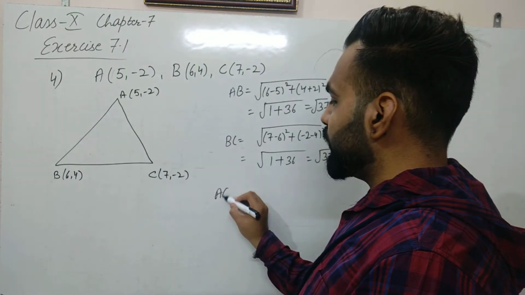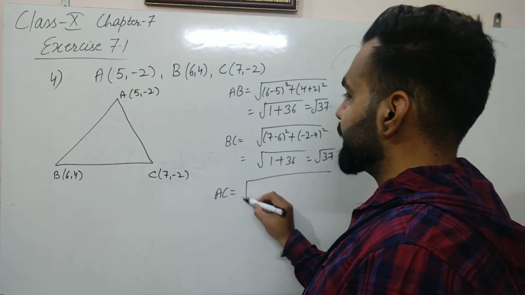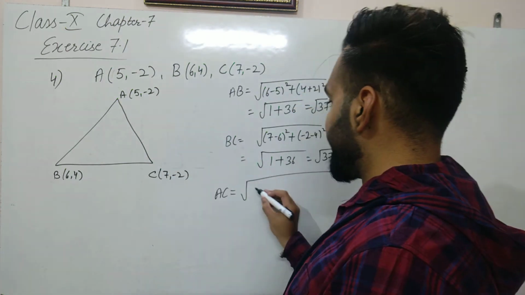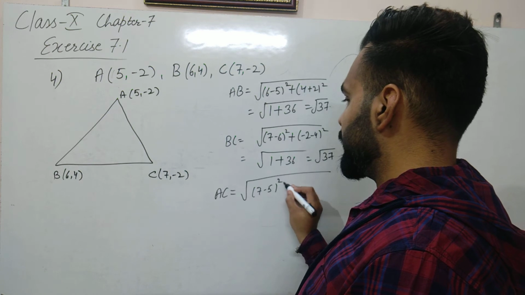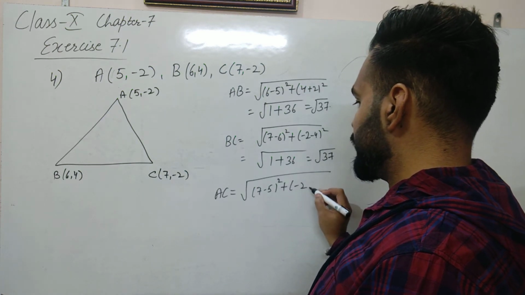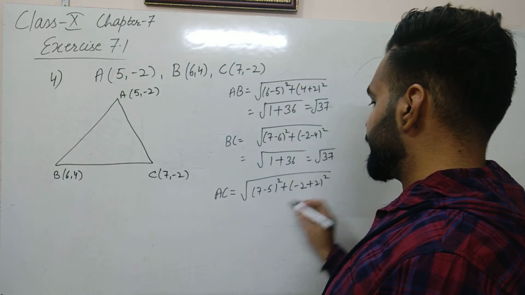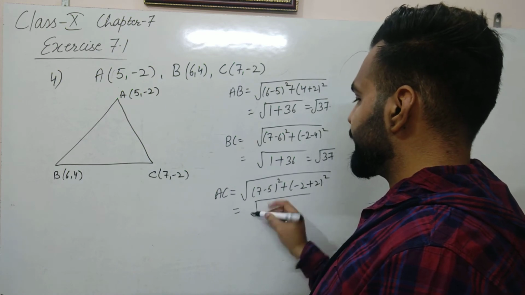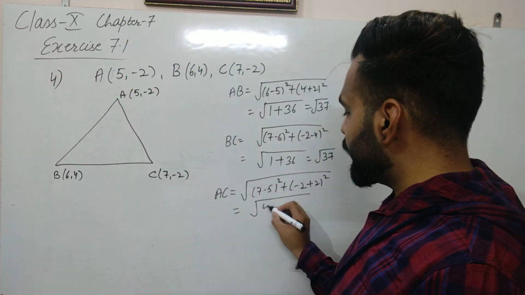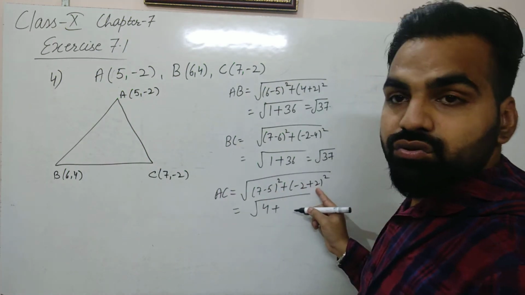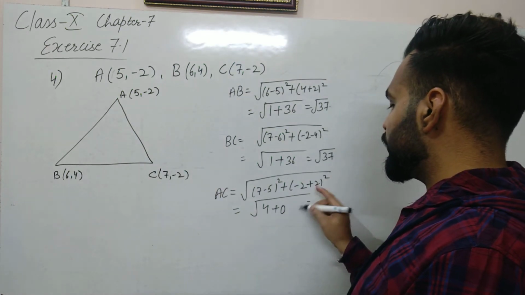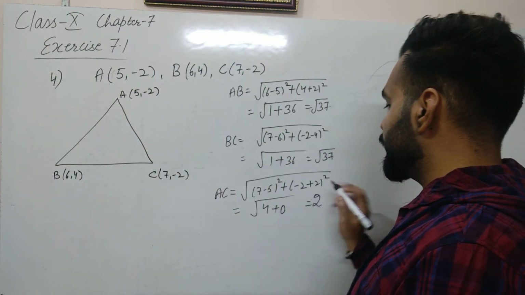Now again calculate the value of AC. AC is root of (7 minus 5) square plus (-2 plus 2) square. This will be 7 minus 5 square is 4, -2 plus 2 is 0, 0 square is 0. This is root 4, which is 2.